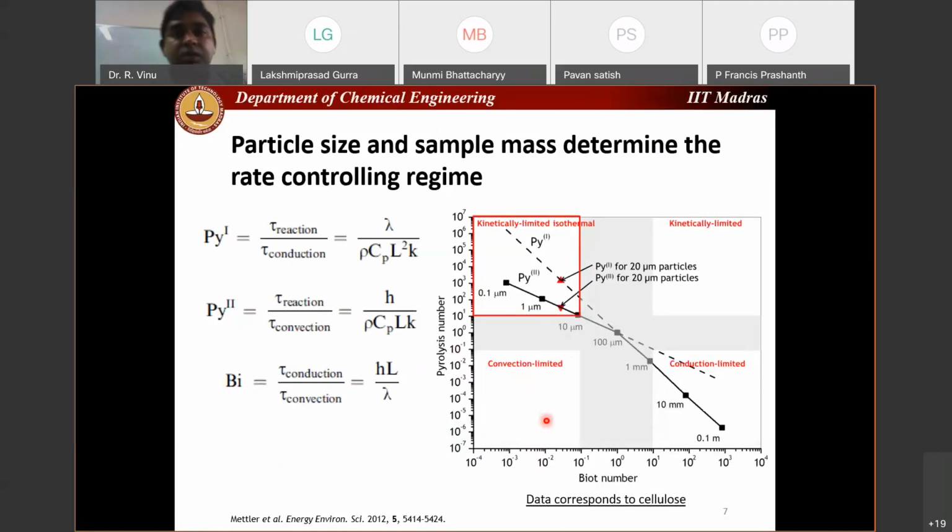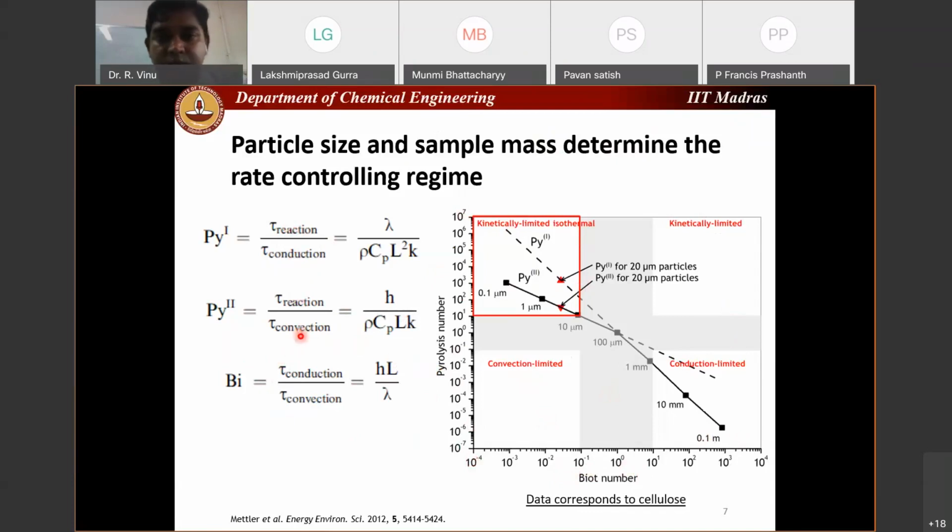Okay, so why we need to really go for small sample mass and small particle size is actually depicted in this figure. This is a plot of the Biot number. The Biot number is nothing but the time scale of conduction to convection, and the pyrolysis numbers are the time scale of reaction to conduction and reaction to convection.